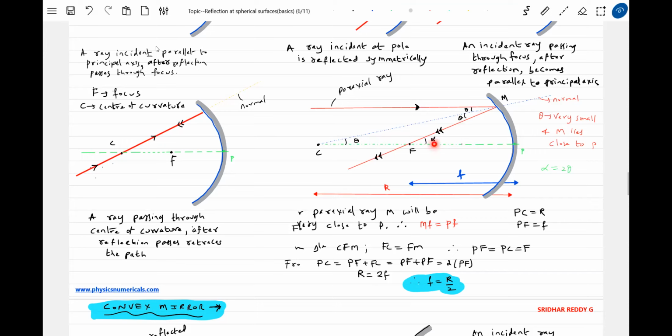If alpha is 2 theta, then this angle is theta. Then this angle is theta. Then this will become an isosceles triangle. So because of that, now what we can write from the triangle is angle MCF should be equal to angle FMC. It's an isosceles triangle, then the distance FC should be equal to MF.